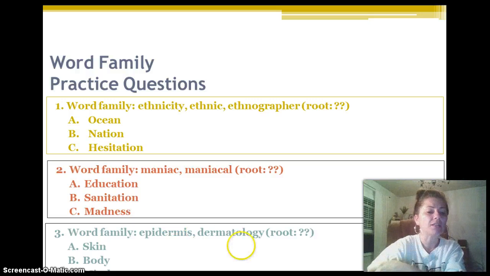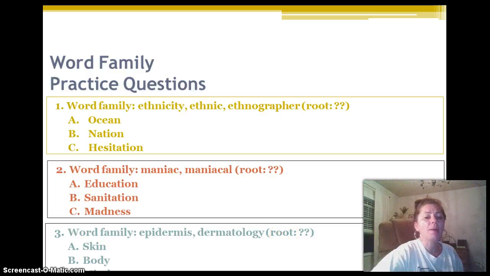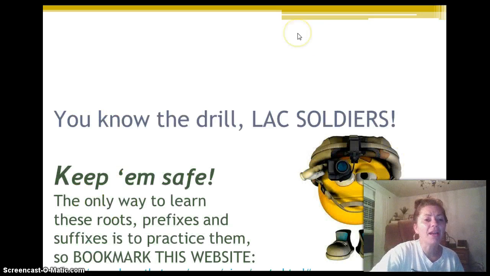And then, of course, we go back to the one we covered a little bit earlier, epidermis and dermatology. You see derm in there, D-E-R-M. And we already learned that that means skin. So anything with the derm root in it is going to have to do with the skin. All right, so that's it.